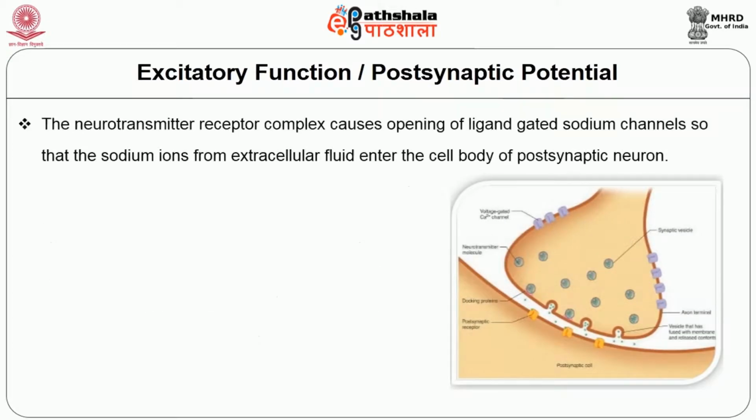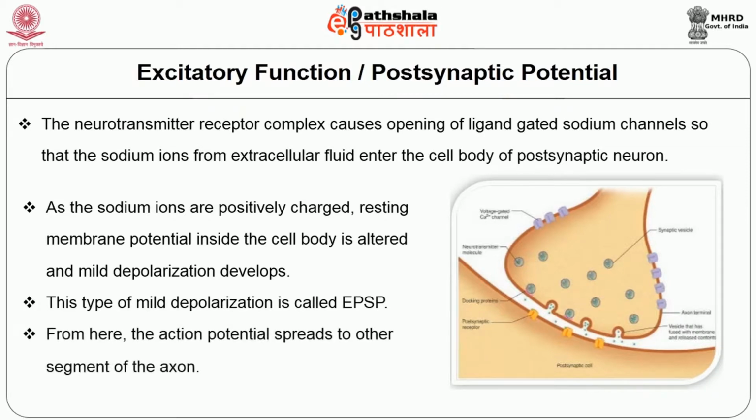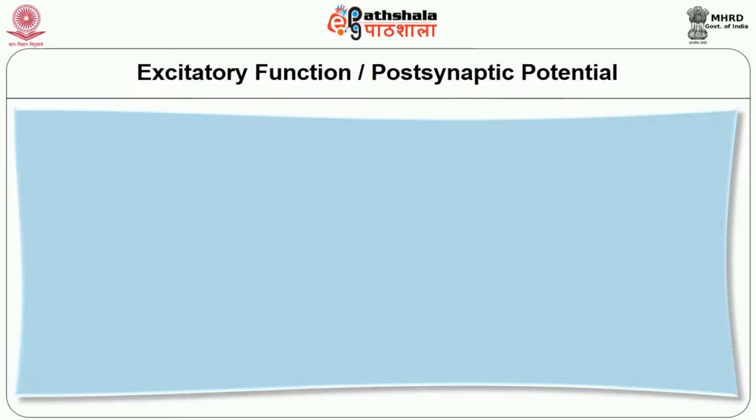The neurotransmitter-receptor complex causes opening of ligand-gated sodium channels so that sodium ions from the extracellular fluid enter the cell body of the postsynaptic neuron. As the sodium ions are positively charged, the resting membrane potential inside the cell body is altered and mild depolarization develops. This type of mild depolarization is also called EPSP. From here, the action potential spreads to other segments of the axon.